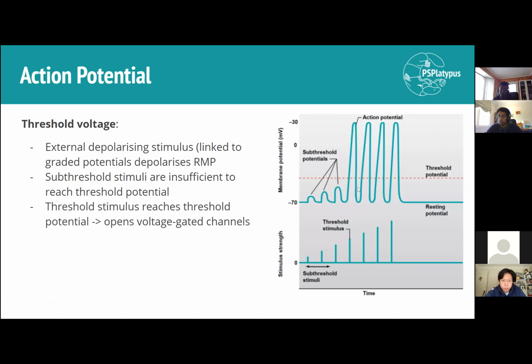One characteristic of this is that it's an all or nothing response. You must get a depolarizing stimulus that reaches threshold voltage, or else nothing is going to happen. It can get to like 70% of the way, but it's just going to go back down. If it gets to 99% of the way, it's still just going to go back down. It needs to hit 100% or more of the threshold voltage to trigger the action potential, because only then do the voltage-gated channels open fully.